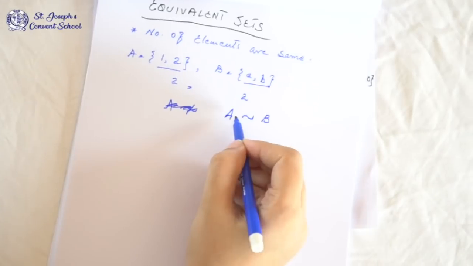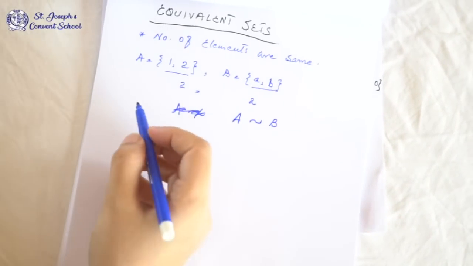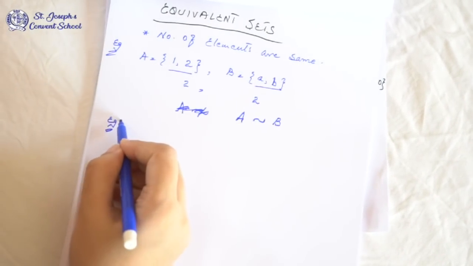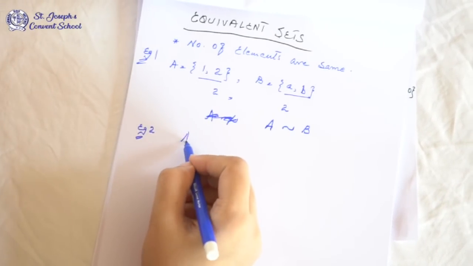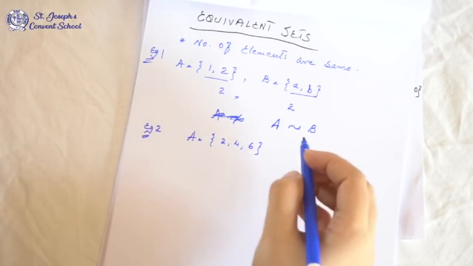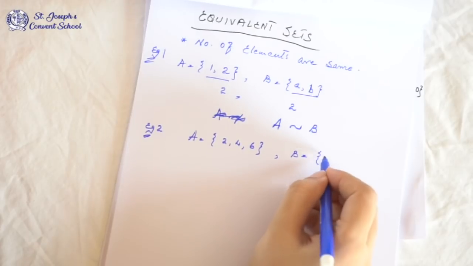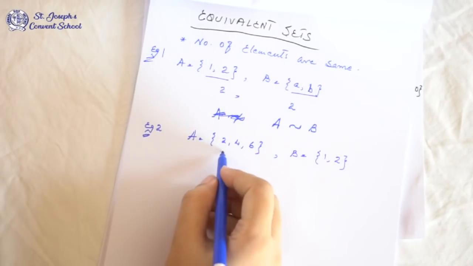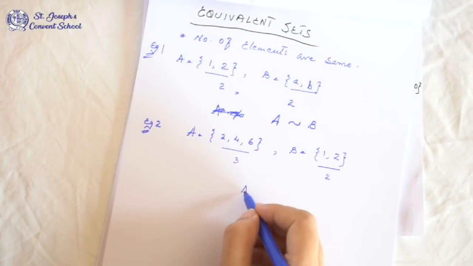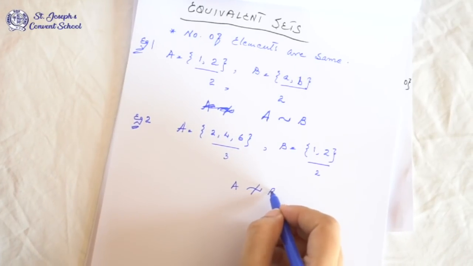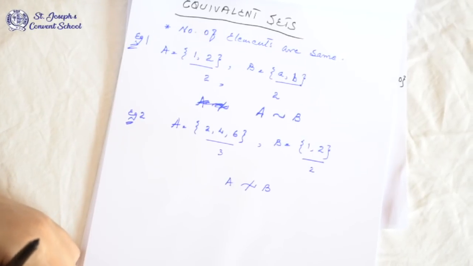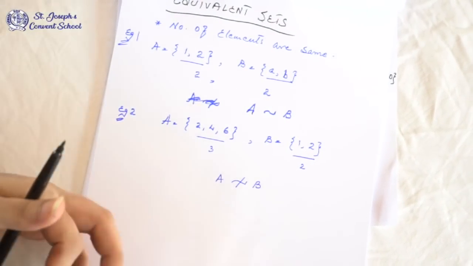These two sets are not equivalent if the number of elements is not the same. Suppose in the first set there are 3 elements, and in the second set there are 2 elements. Here there are 3 elements, and in this there are 2 elements. So the number of elements is different, so set A is not equivalent to set B. If the number of elements is not the same, then you can say that the sets are not equivalent.